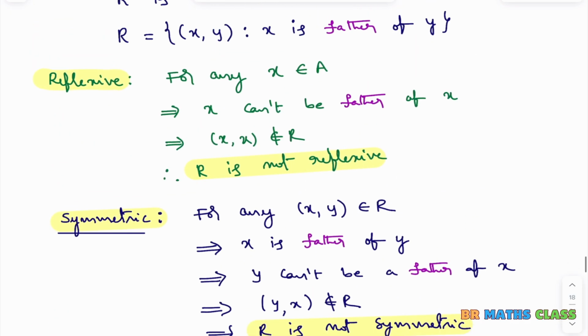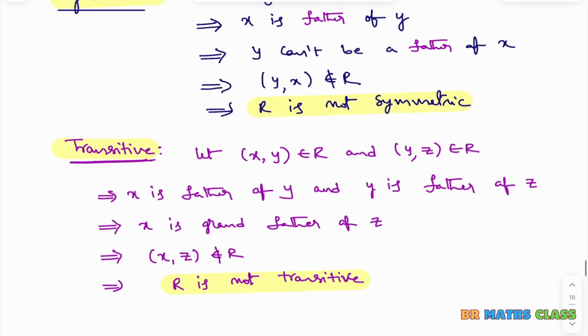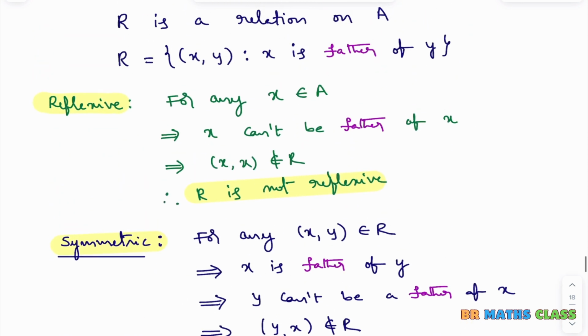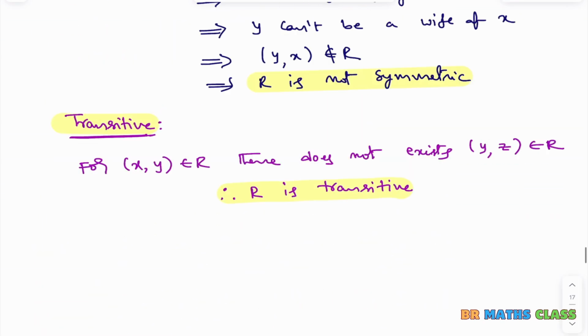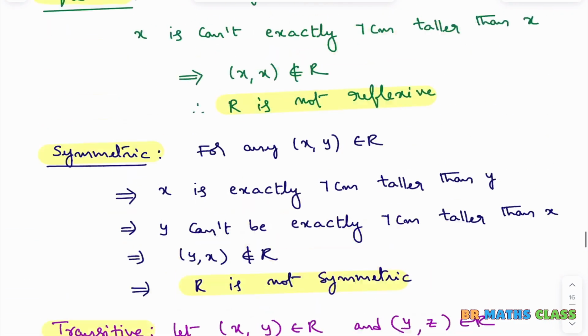This relation is not reflexive. This relation is not symmetric. This relation is not transitive. I hope you understand the solution of this E bit. So we have done a total of 5 bits in the first question. I hope you understand all these solutions.